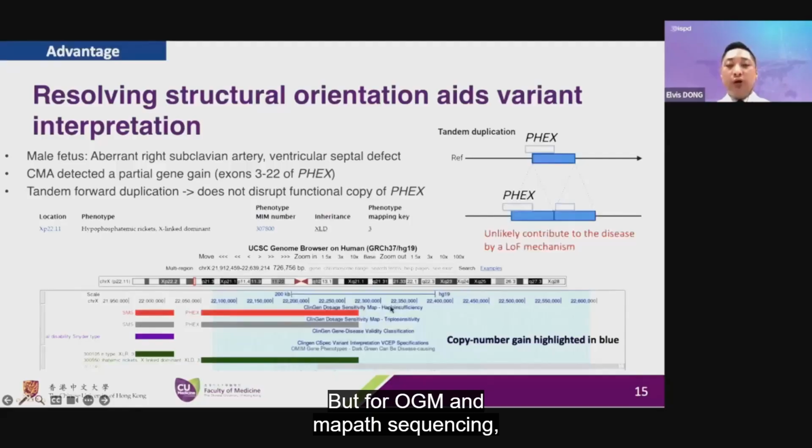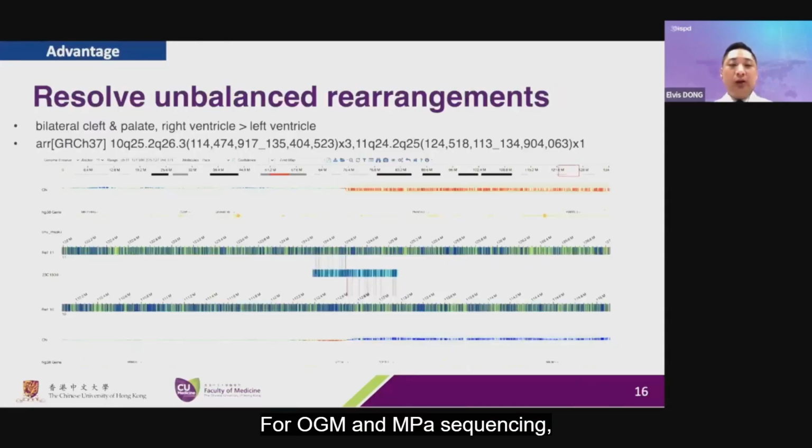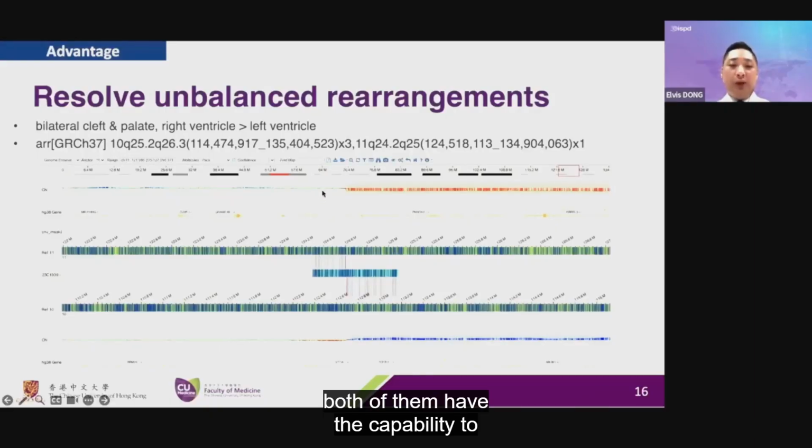But OGM and mate-pair sequencing both indicate this is a tandem duplication. In this scenario, the gene remains intact and is unlikely to contribute to the disease by a loss of function mechanism. OGM and mate-pair sequencing both have the capability to resolve unbalanced rearrangements directly.